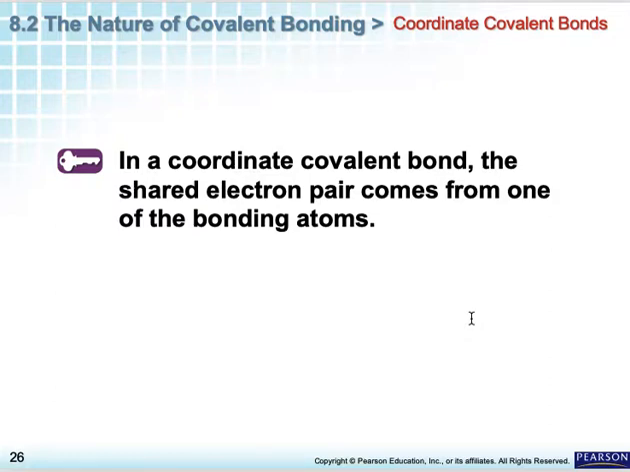In coordinate covalent bond, the shared electron pair comes from one of the bonding atoms. This is another thing I want to see highlighted in your notes. So this is number 2.